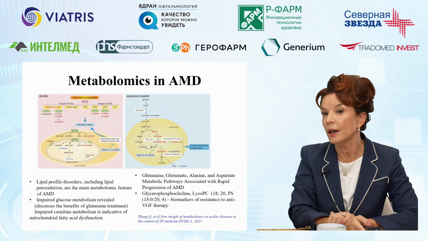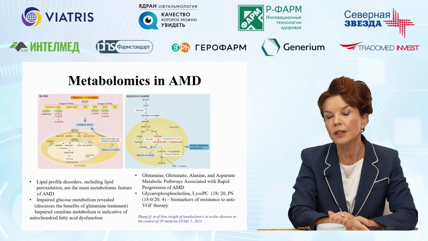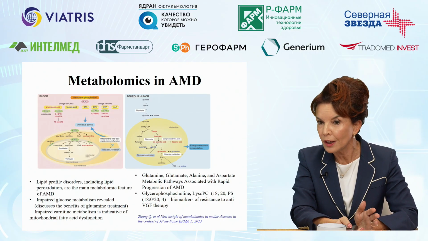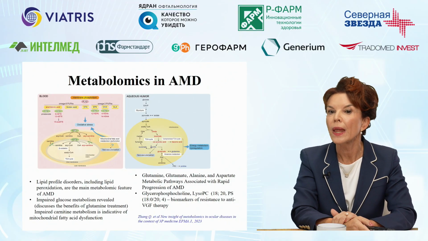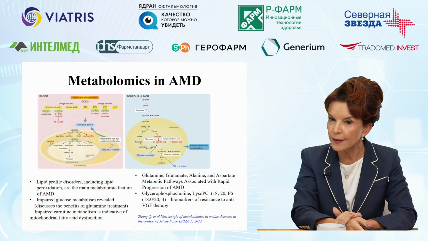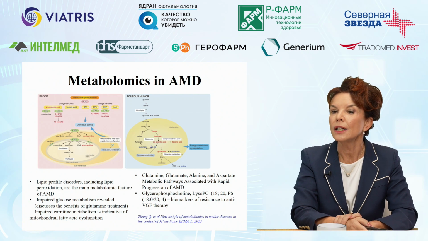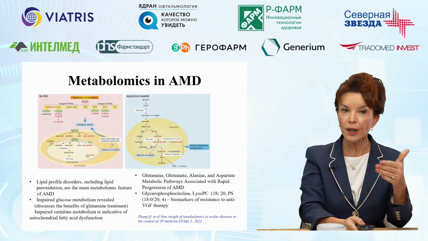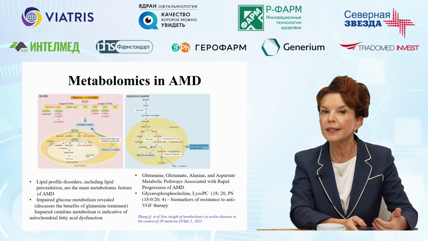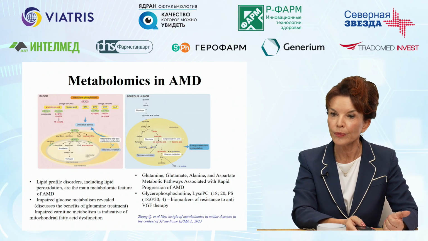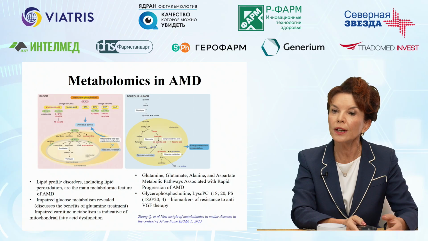That's exactly true. Let's look at AMD. Well, that's the violation of lipid metabolism. We've known this for a long time. Now we got proof of it, scientific proof of it. You can see also glucose metabolism is very poor and carnitine metabolism is very poor. That means mitochondrial dysfunction is involved here in the pathogenesis of this disease as well.